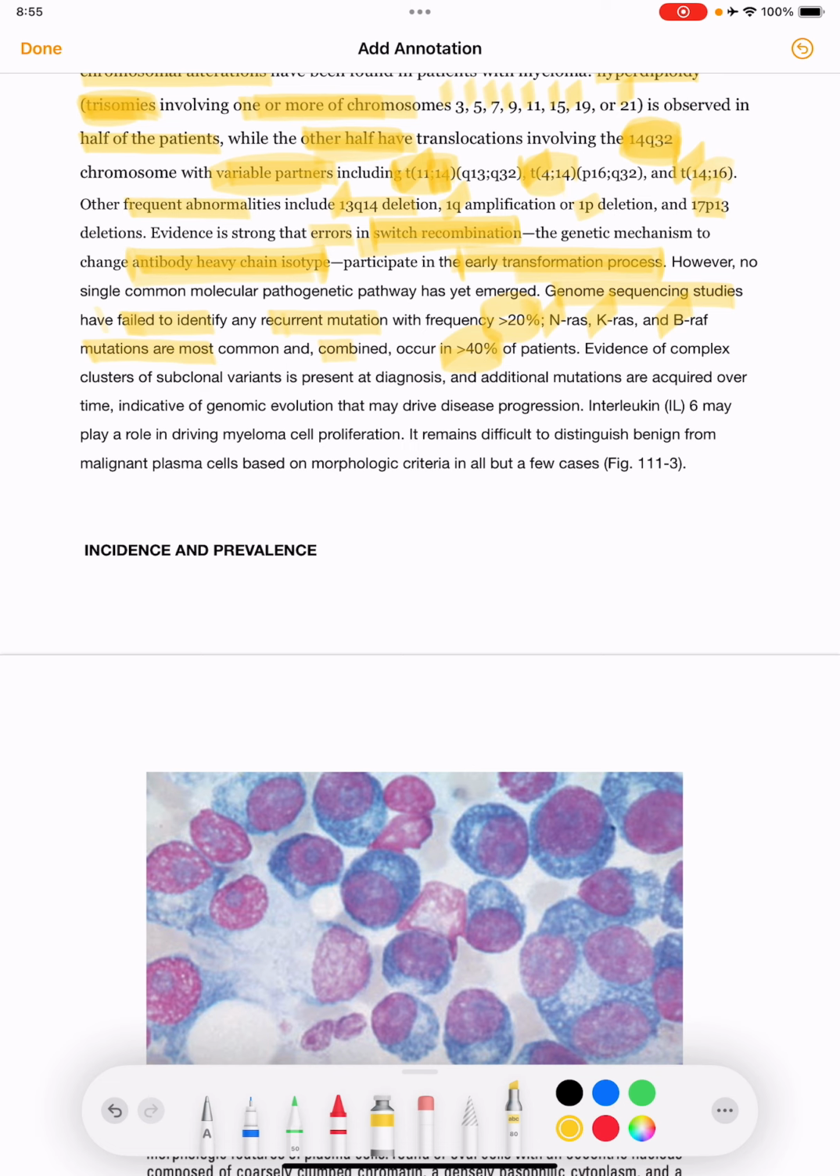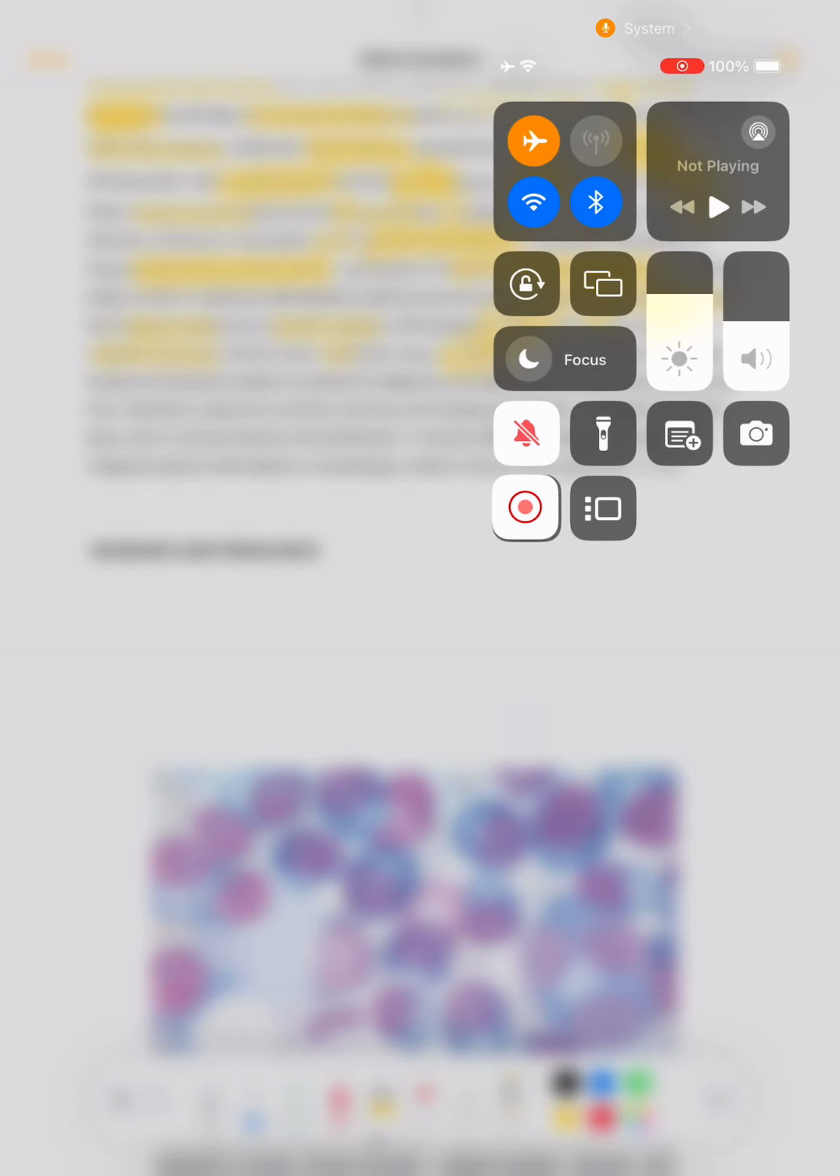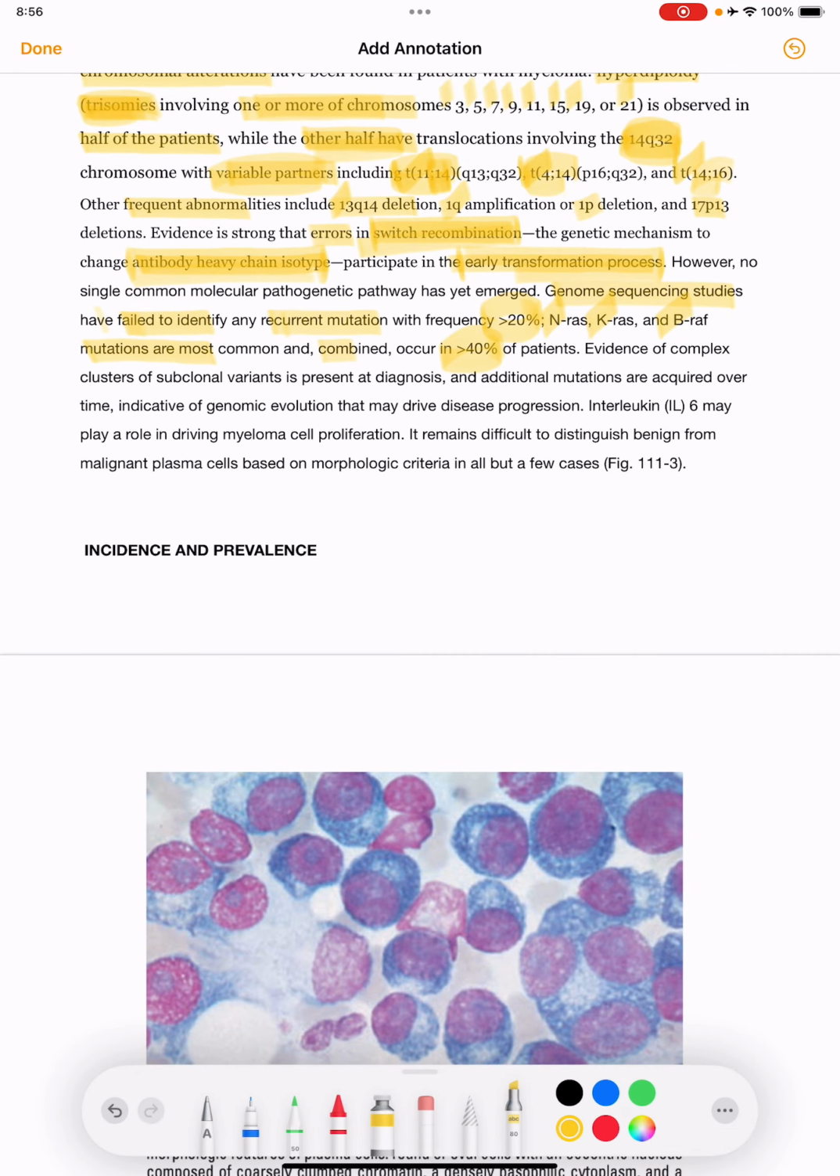Evidence of complex clusters of subclonal variants is present at diagnosis, and additional mutations are acquired over time, indicative of genomic evolution that may drive disease progression. Interleukin 6 may play a role in driving myeloma cell proliferation.